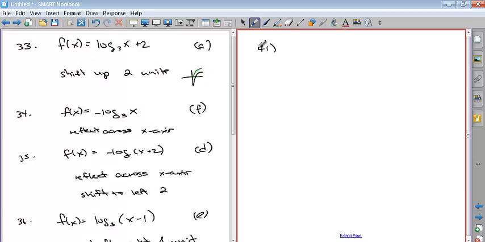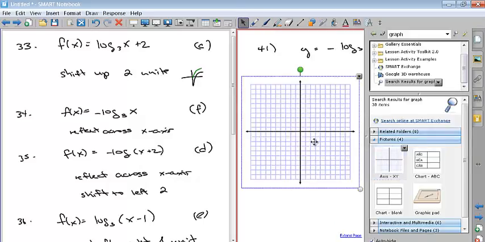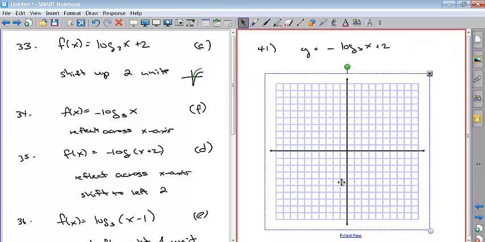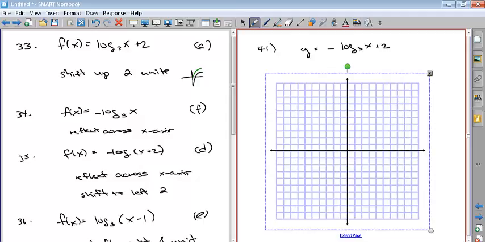Okay, 41. The next bunch: find the domain, the x-intercept, and the vertical asymptote of the logarithmic function. Sketch its graph. Okay, so we have y equals negative log to the base 3 of x plus 2. I think what they want us to do is use these transformations, and then once we have that, we can do it analytically and graphically. Let's do it.